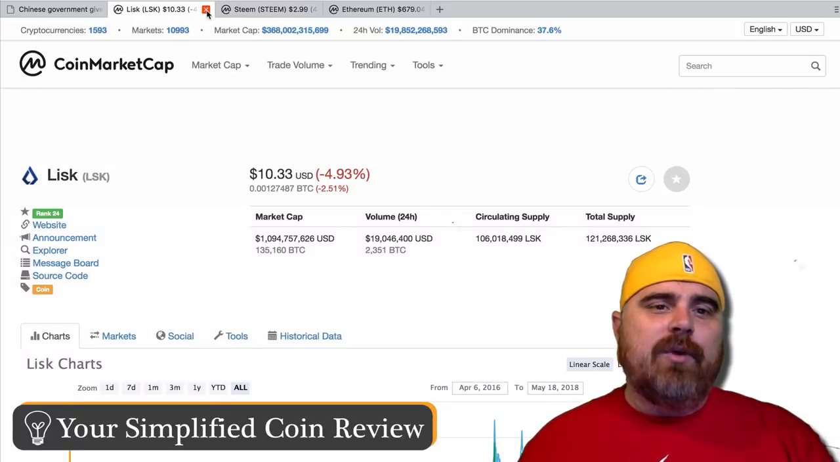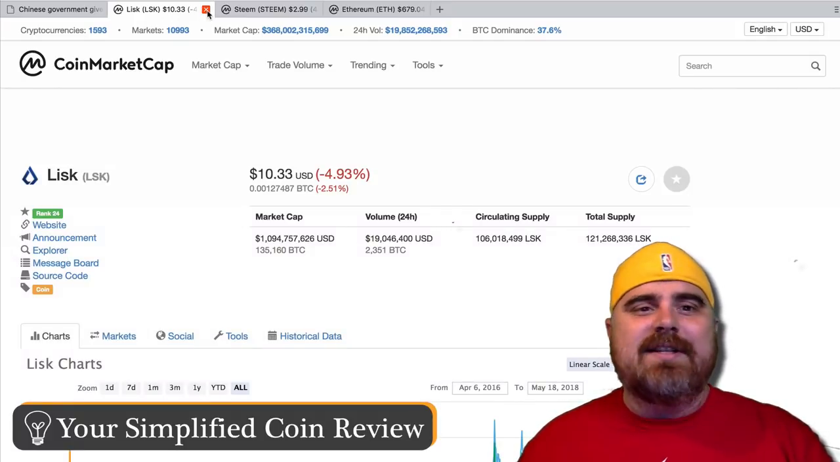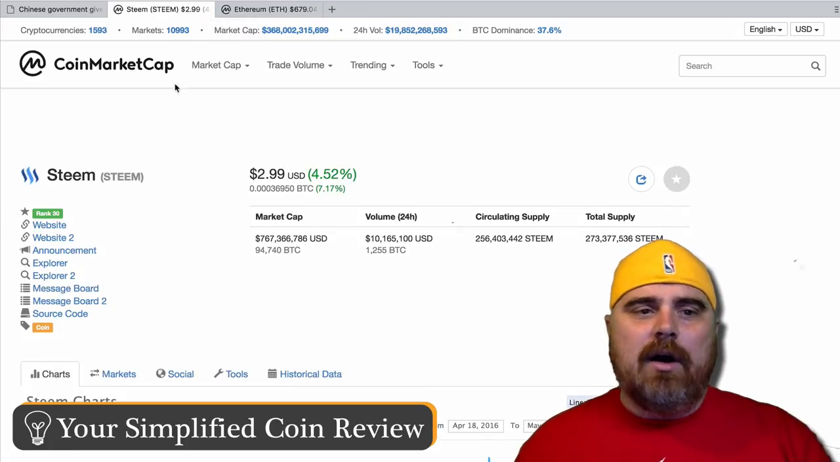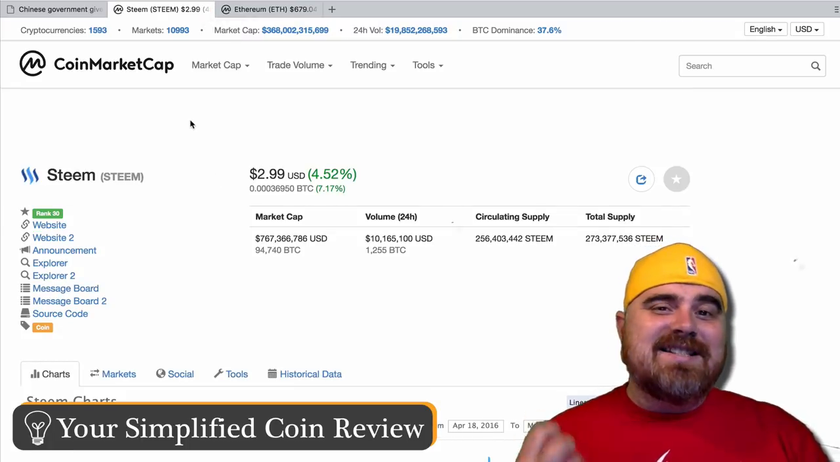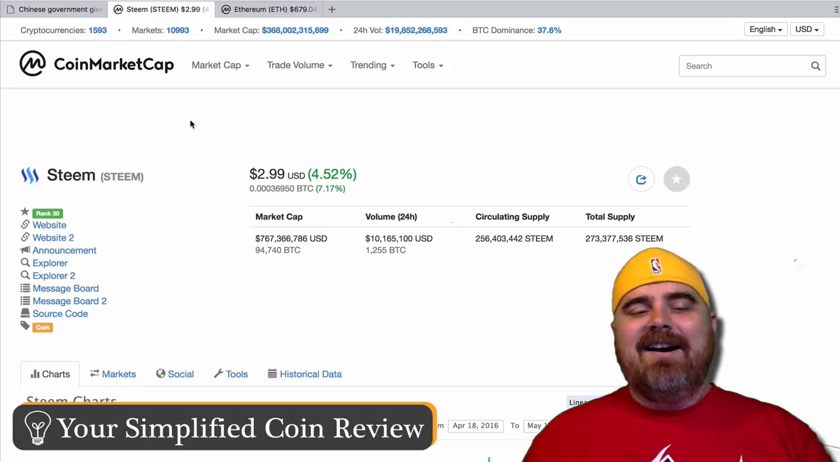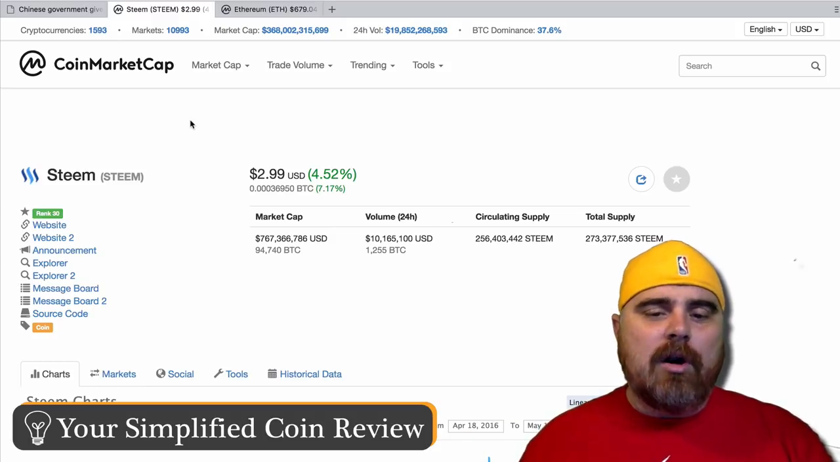There was nothing really to weigh Lisk down. It didn't have any huge marks against it, and that is why it did so well. So number two, another surprise, Steem coming in at number two while it's number 30 on CoinMarketCap.